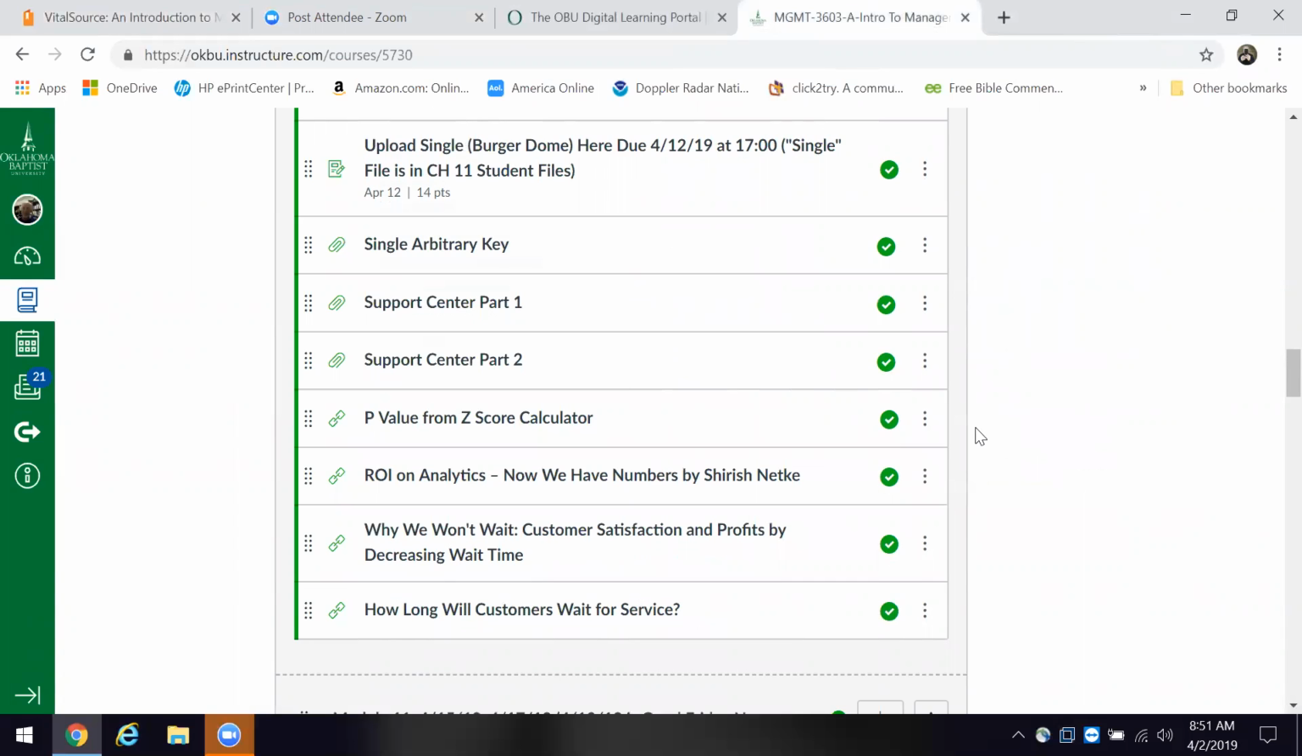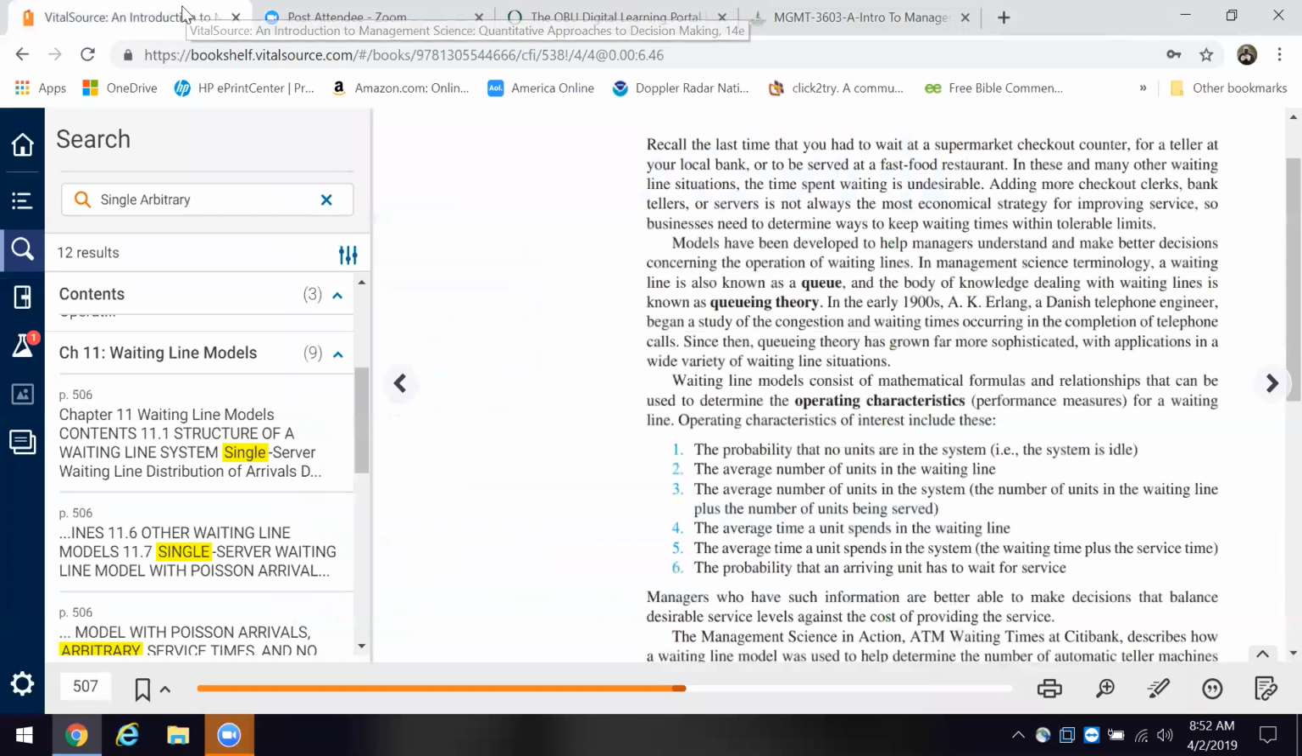And so I have some resources here for you. The ROI and analytics, but these two are really important. Is why we won't wait. It's dealing with customer satisfaction and profits, and how long will people wait. And we have some fairly good ideas of queuing line theory and how long people will wait to be served. Okay. So I want you to take a look at those resources there, and to give you some more background in addition to what is over here in the text.